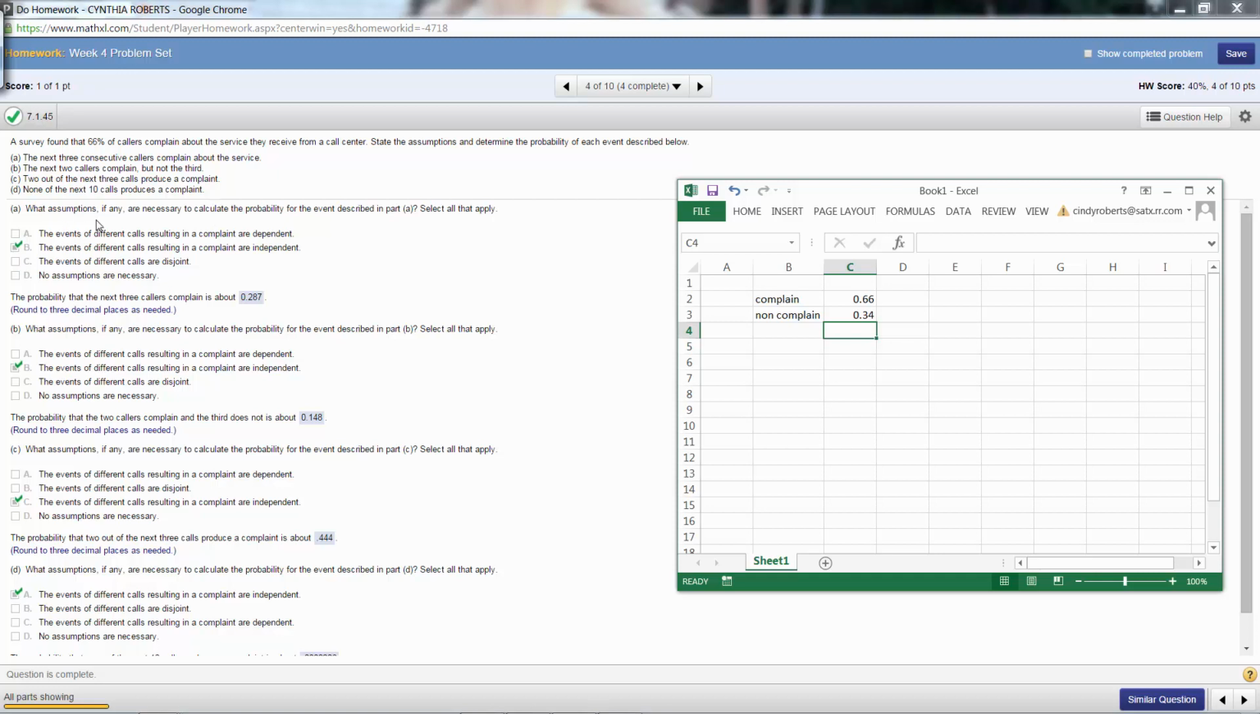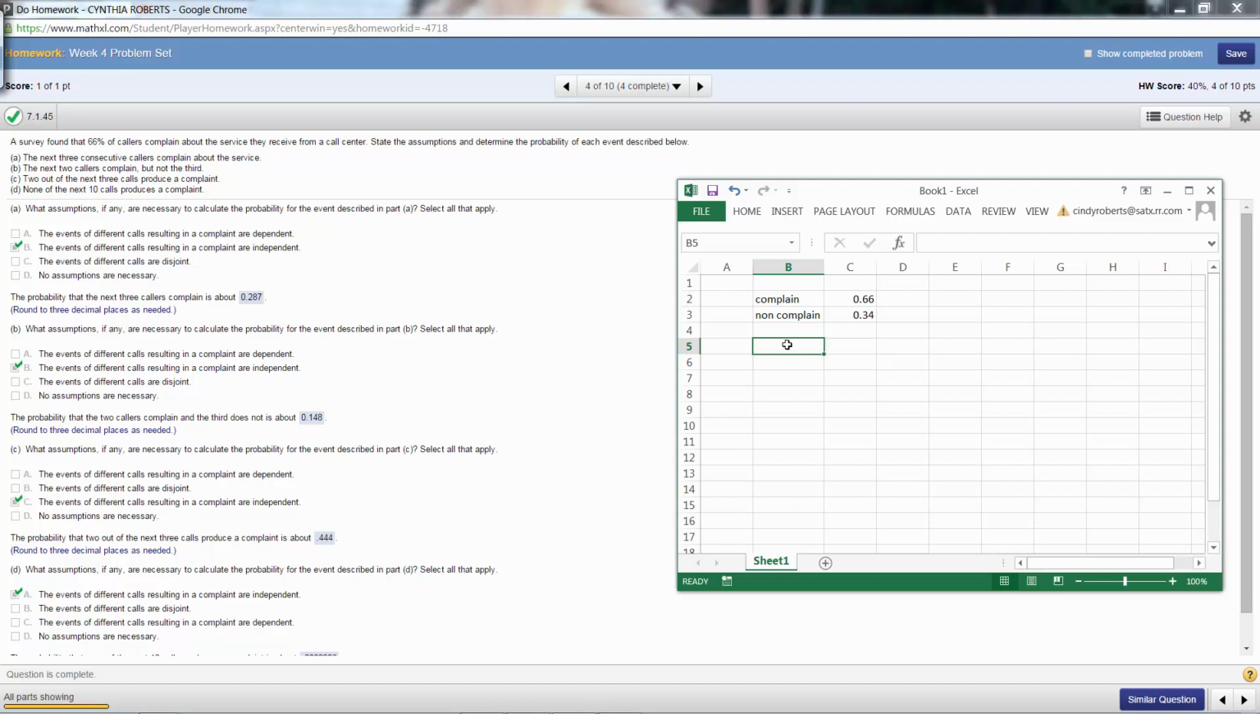It says, what assumptions, if any, are necessary to calculate the probability? Definitely these are independent. Okay, they're completely separate. Just because one complains doesn't mean the next is going to complain, things like that. It says, find the probability that the next 3 callers complain.